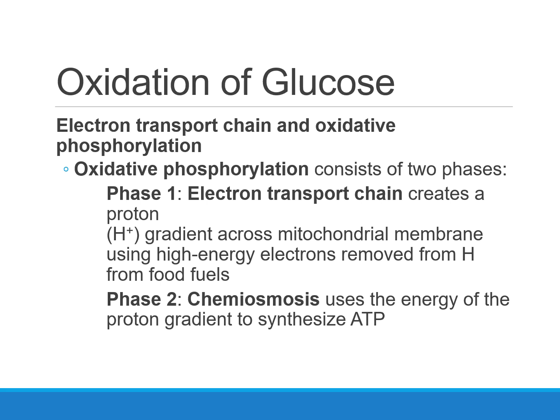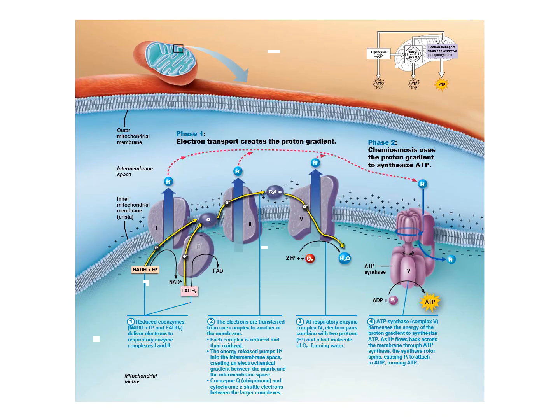So that moves us over to the electron transport chain and oxidative phosphorylation. This actually consists of 2 phases. Phase 1 is the electron transport chain that creates a proton gradient across the mitochondrial membrane using high energy electrons that were removed from the hydrogen from our food. Phase 2 is called chemiosmosis, that uses the energy of the proton gradient to synthesize more ATP.